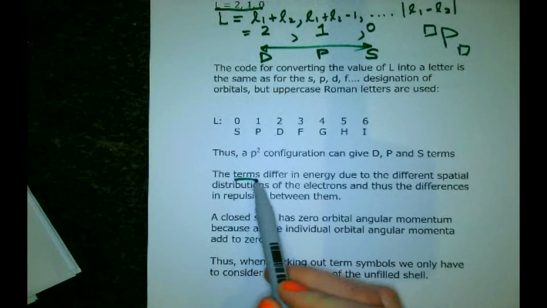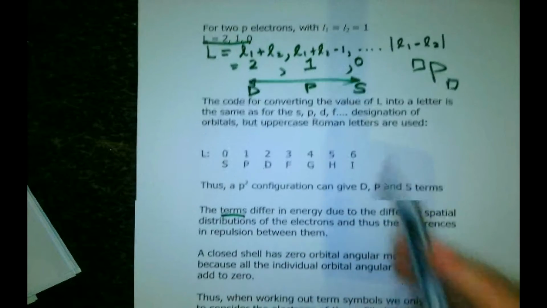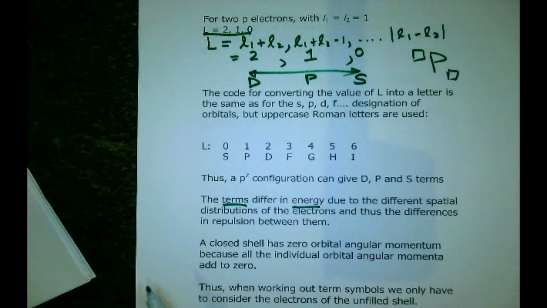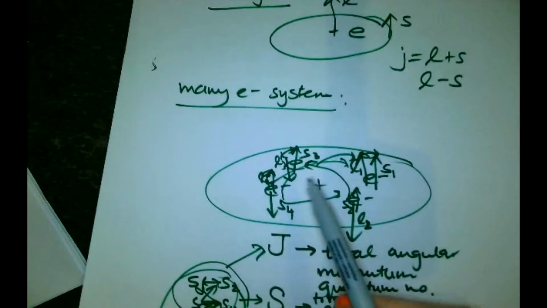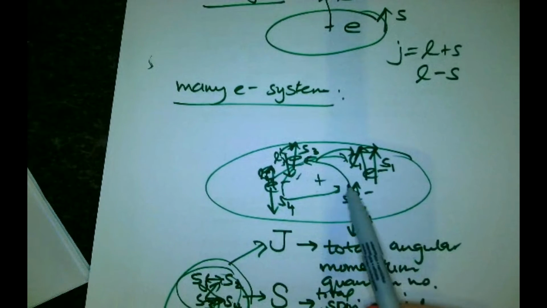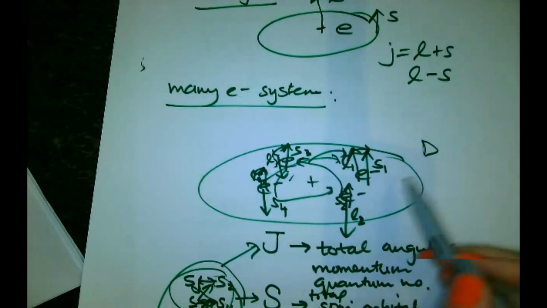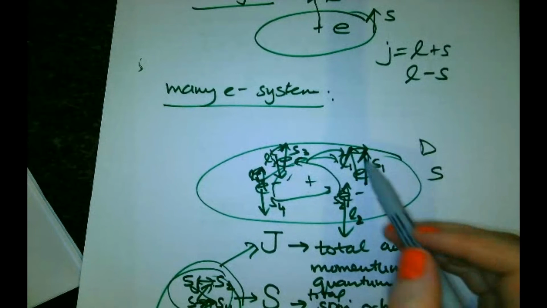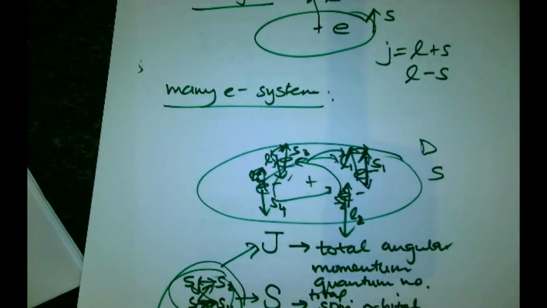Okay, so now we already know how to get the symbol for the term symbol. And these different terms, so your D, P and S terms, have different energies because of the different orientations of the electrons' orbital and spin angular momenta. So they can have different orientations, some are up, some are down. So in a D term, your atom will have that one maybe up, in an S term that one may be down, so they will have different energies.